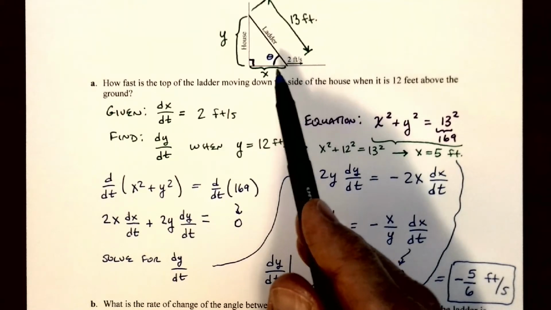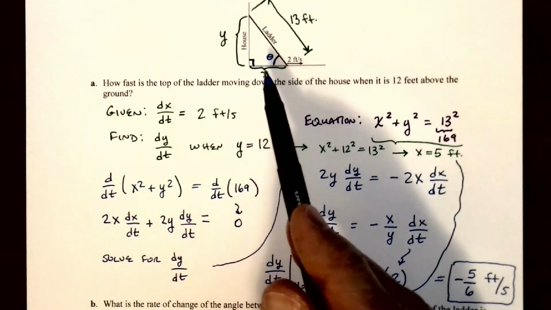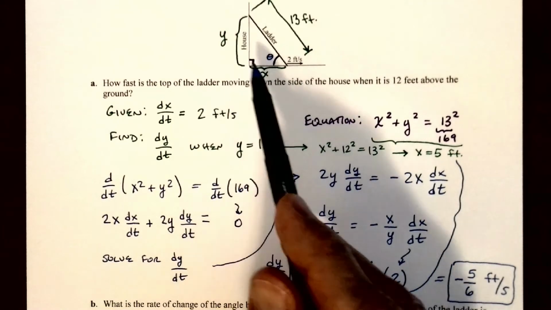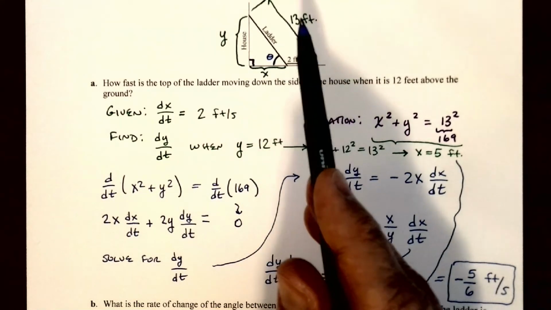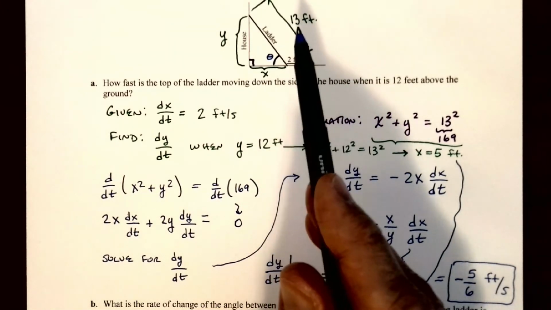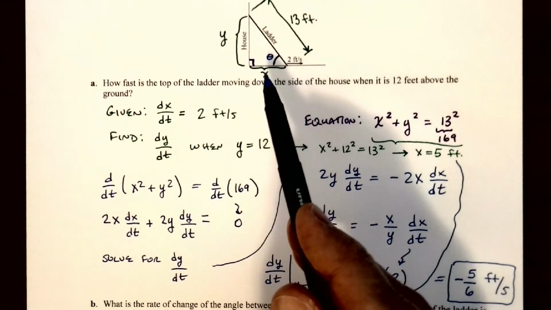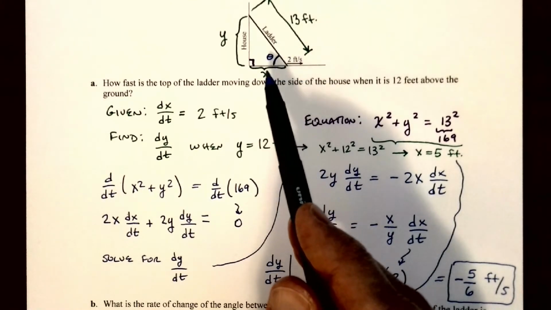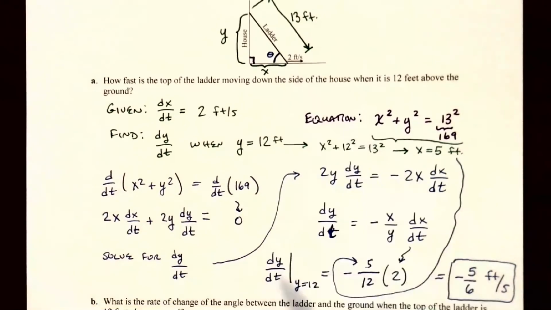Somebody might say tangent because tangent uses the opposite over the adjacent. That's y over x. The problem with that is you're bringing y into the picture. Y is a variable. I would rather try and pull into the picture the hypotenuse, which is constant. Is there a trig function that relates the adjacent side of a right triangle to the hypotenuse? Yeah, sine. Sine of theta is x over the hypotenuse, which is 13. That's going to greatly simplify things.